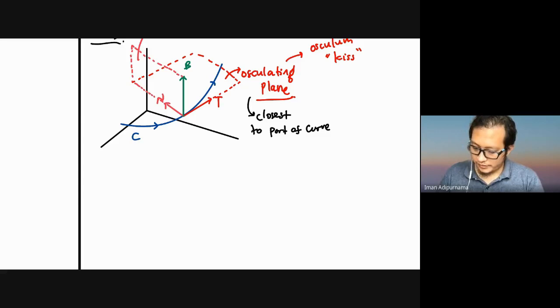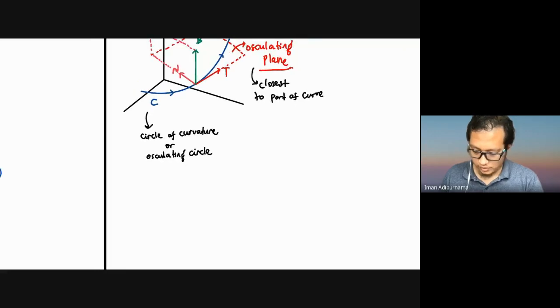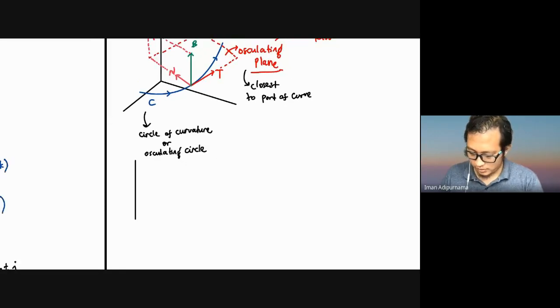And we may also have another term called the circle of curvature or osculating circle. So if we look at this Y and X, and let's say that is the curve, and let me make this bigger. Okay.